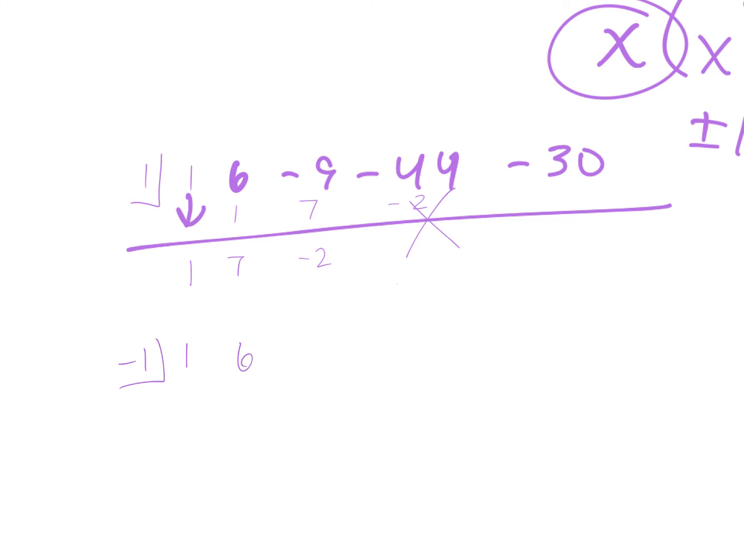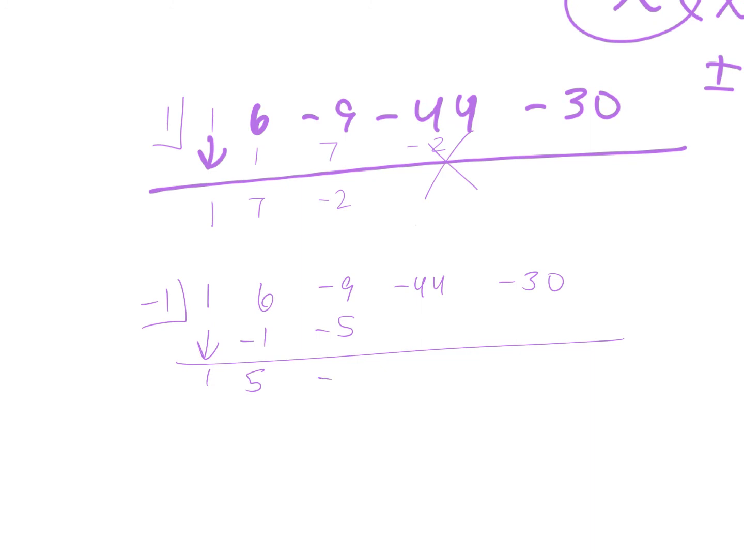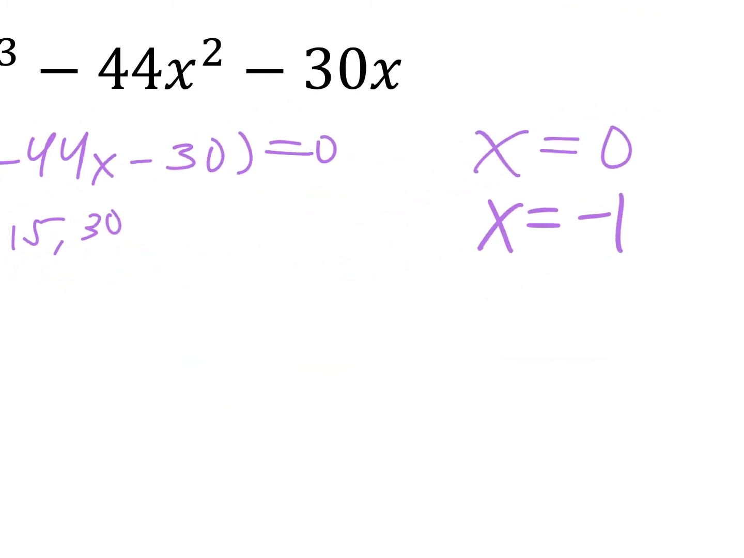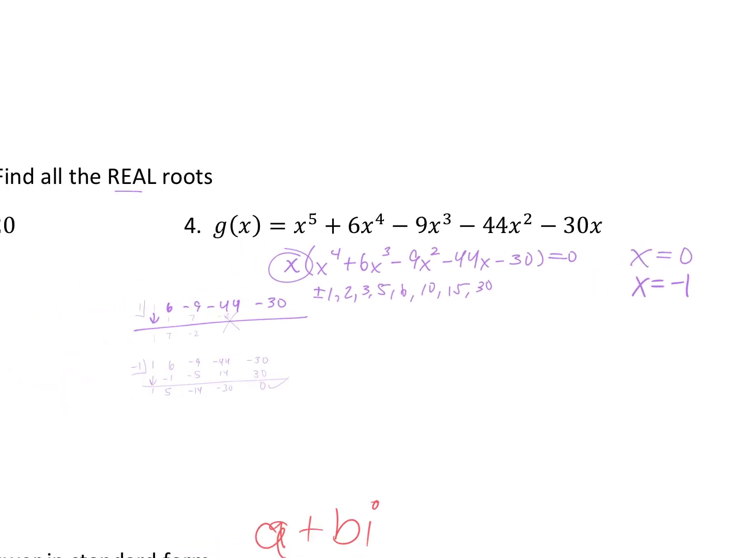So I have 1, 6, negative 9, negative 44, negative 30. Bring down that 1. What's 1 times negative 1? Negative 1. 6 and negative 1 is 5. 5 times negative 1? Negative 5. What's negative 5 and negative 9? Negative 14 and negative 1 is positive 14. What's negative 44 and positive 14? Negative 30. What's negative 30 and a negative 1? Positive 30. Guys, what did you just figure out? Negative 1 works. So another one of my zeros is x equals negative 1. How many should I have? 5. Found 2 of them.